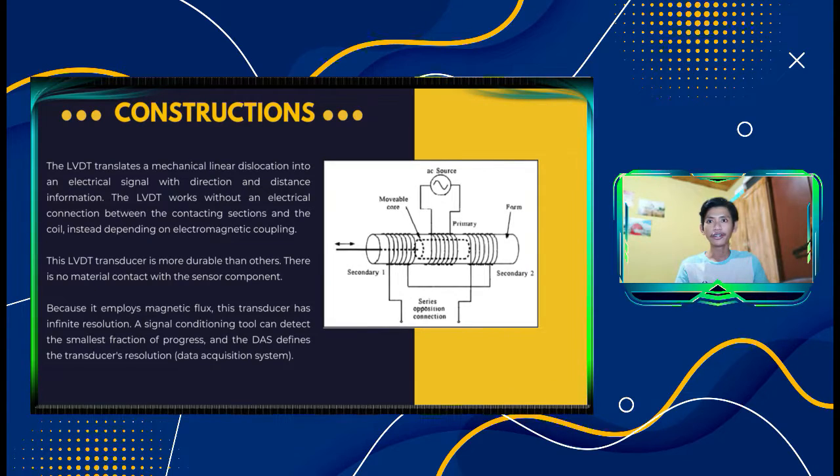A steel iron core is located in the middle of the cylindrical former. The excitation voltage of alternating current is 5 to 12 volts, and the operating frequency is 50 to 400 Hz.